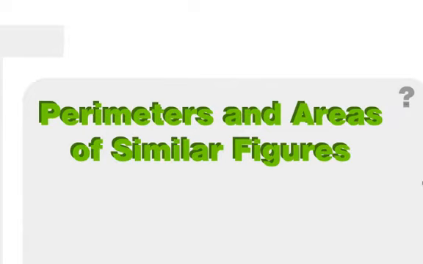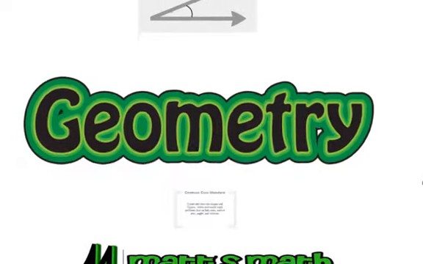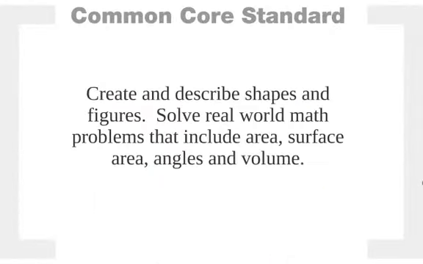We're going to be looking at different shapes today, and we're going to be talking about how perimeters and areas are affected and how they are similar in these figures. We're in the Common Core Math Standard, Geometry, and today we're going to be roughly talking about creating and describing shapes and their figures, especially with their perimeter and area.